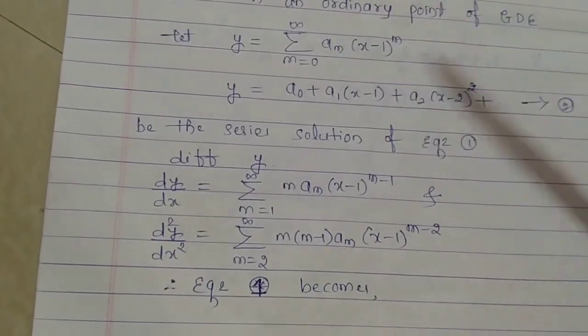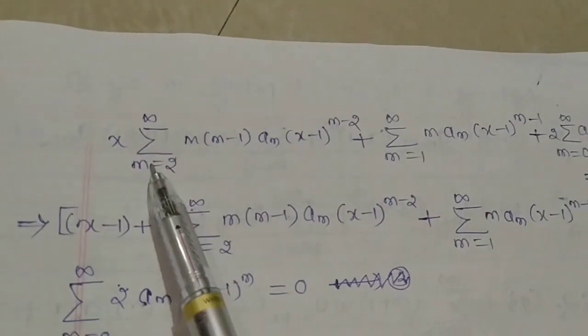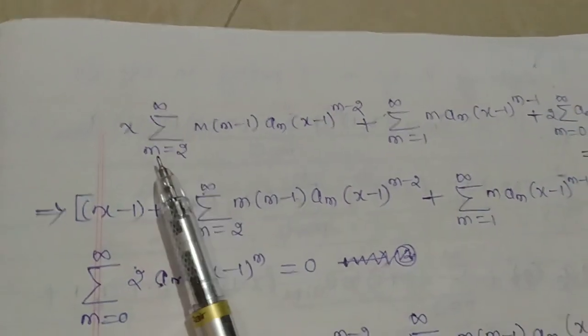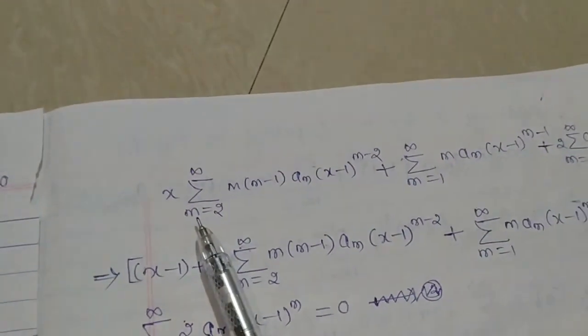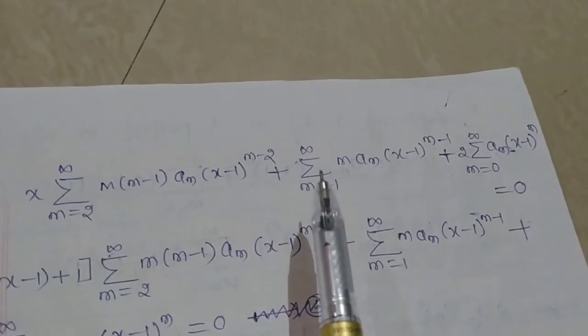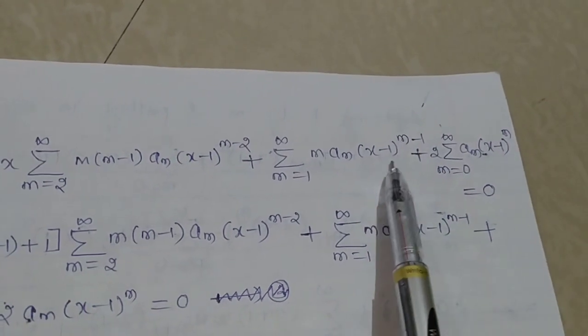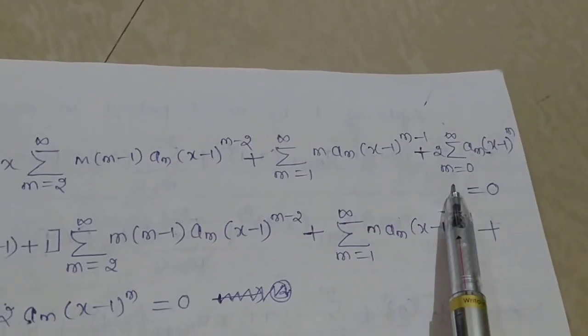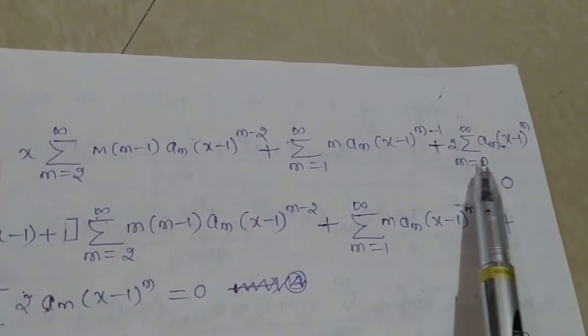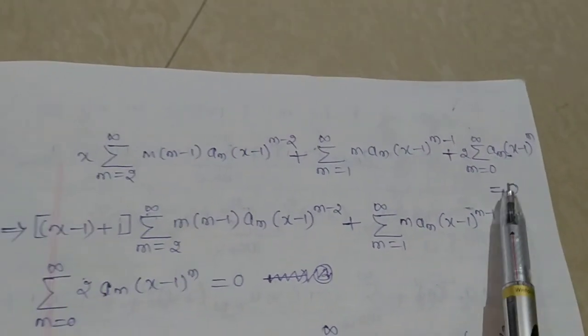Then the original equation becomes x as it is, summation m is equal to 2 to infinity m into m minus 1 am x minus 1 to the power m minus 2 plus summation m is equal to 1 to infinity m am x minus 1 to the power m minus 1 plus 2 into summation m is equal to 0 to infinity am x minus 1 to the power m, and that is equal to 0.